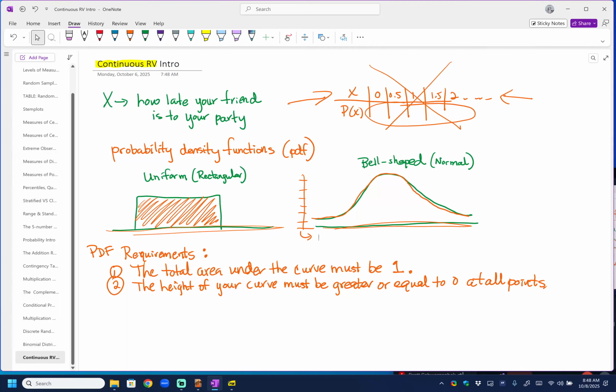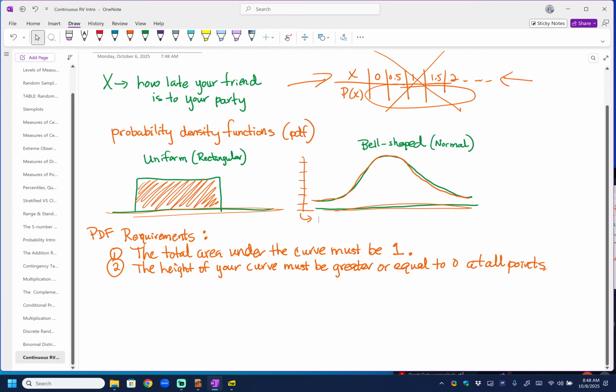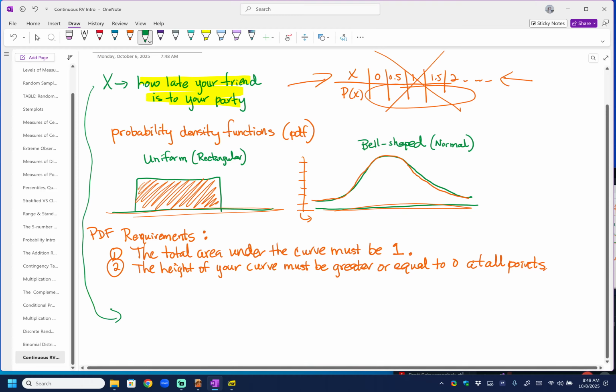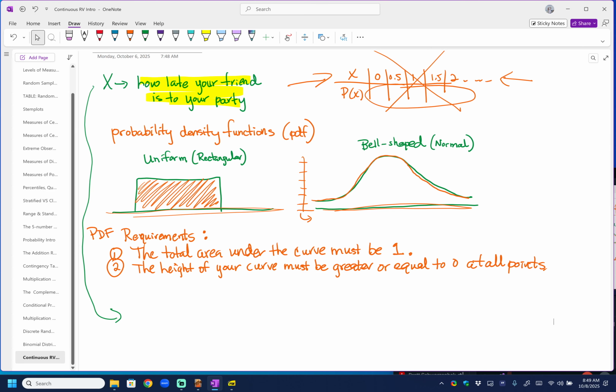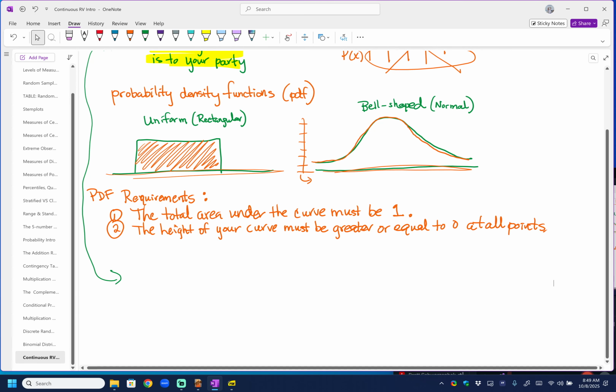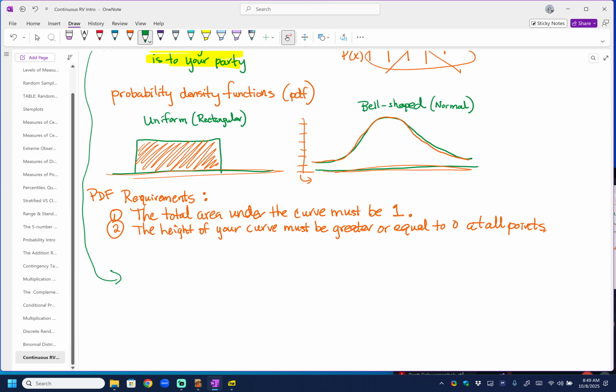Okay, so let's expand on our earlier example here. Suppose we have this random variable x, which represents how late your friend is to your party. You decide that the latest they could possibly be is 30 minutes. So the span of numbers is going to be anywhere from 0 to 30 minutes late. We're going to let the random variable x be uniform.